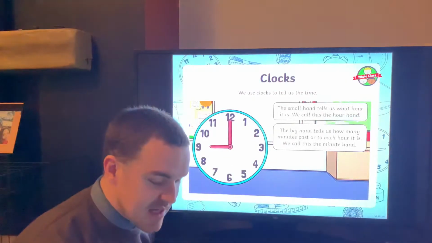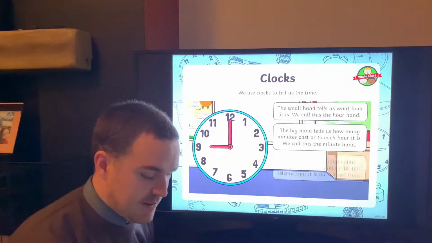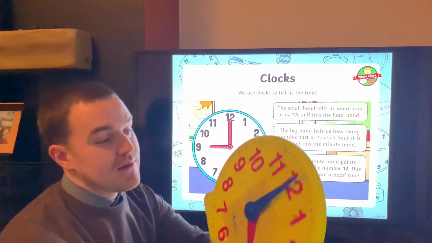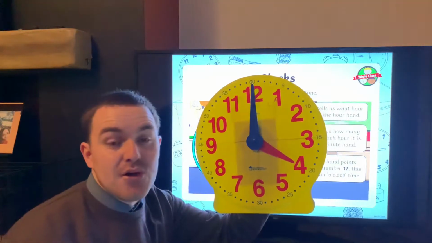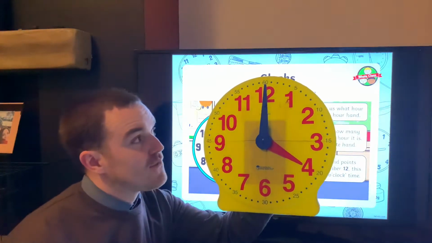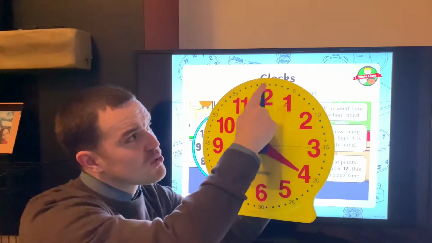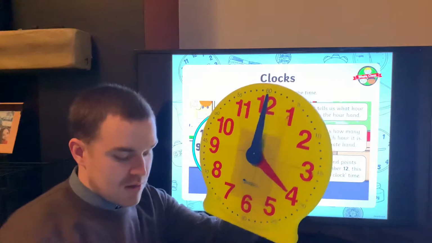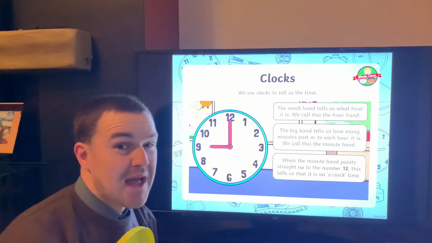You can see the noticeable difference in how long they are. When the minute hand points straight up to 12, this is probably a time you've all heard of. It's an o'clock time. If you look at my clock now, I know it's o'clock because the minute hand is up at 12, and my hour hand is at 4, so it's 4 o'clock. Okay, so we're going to try and read some different times on the screen.